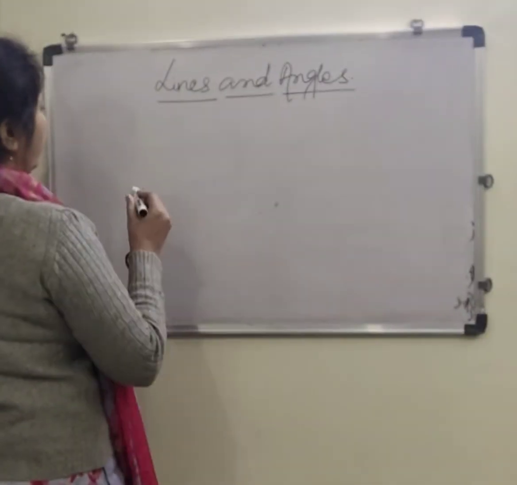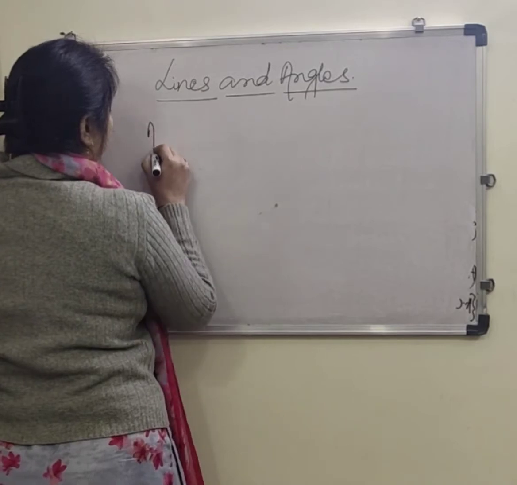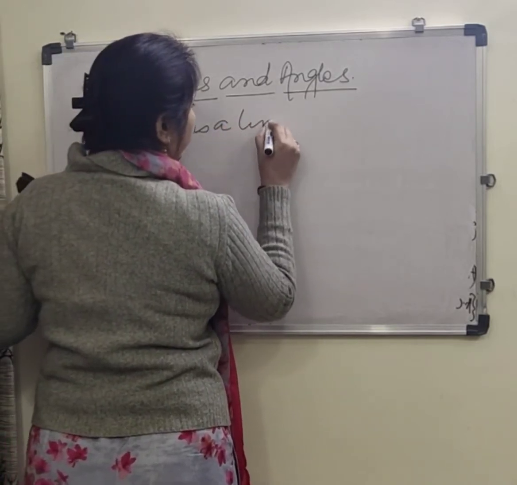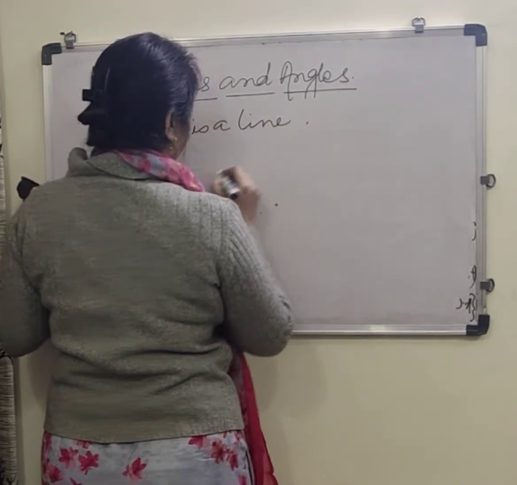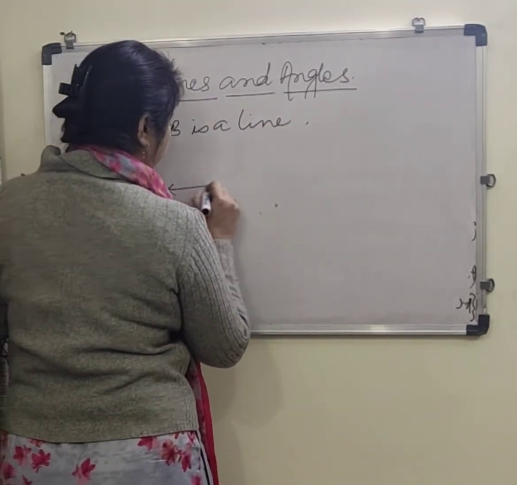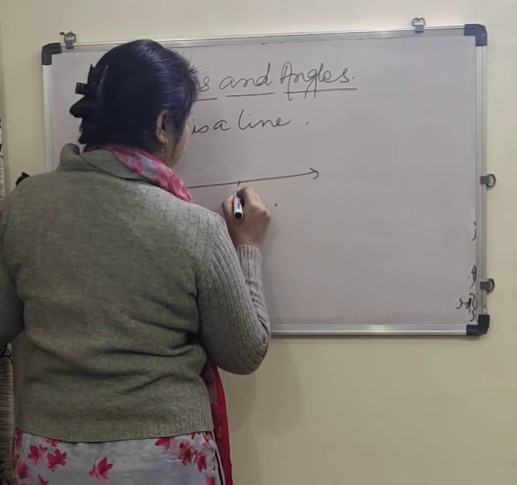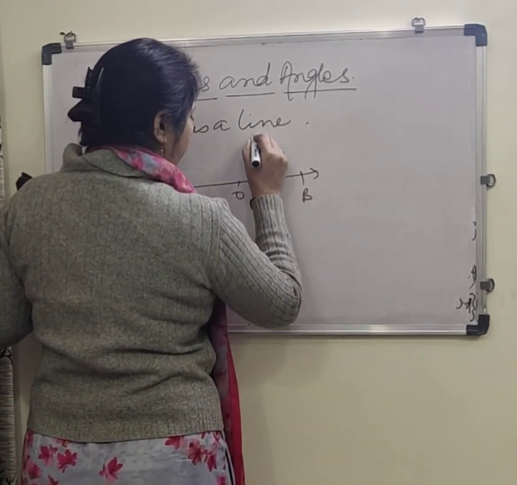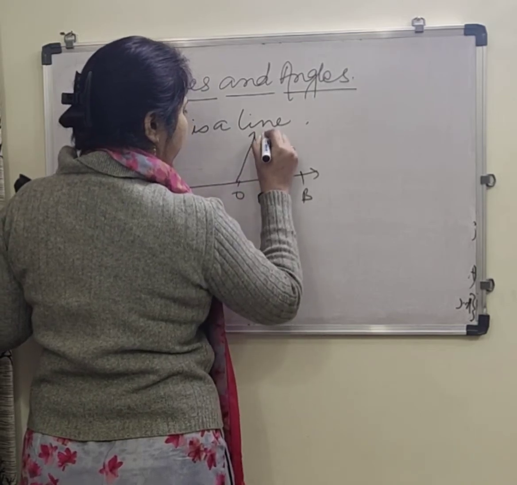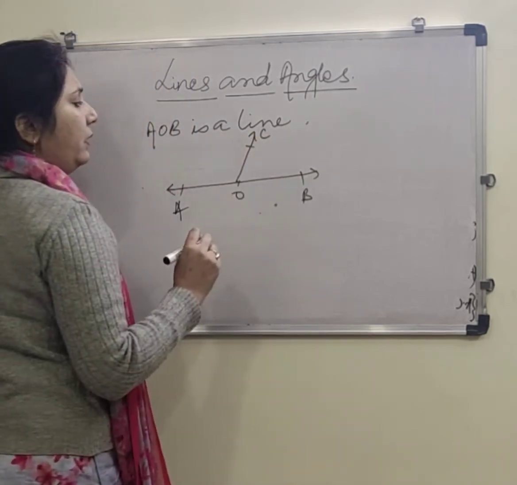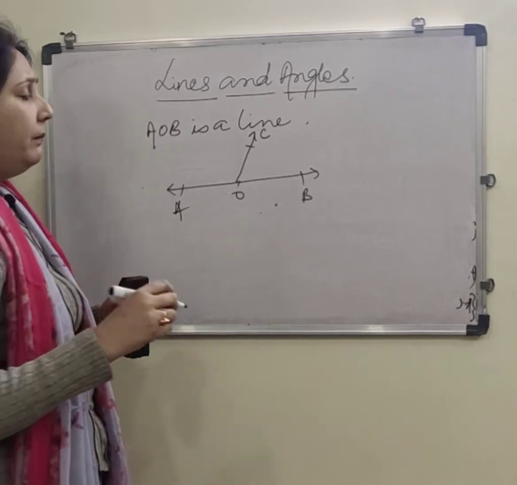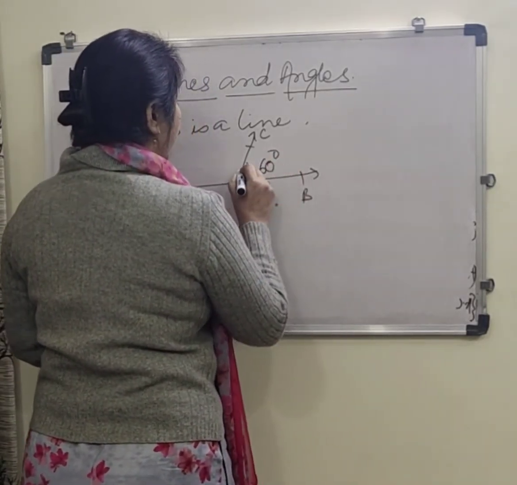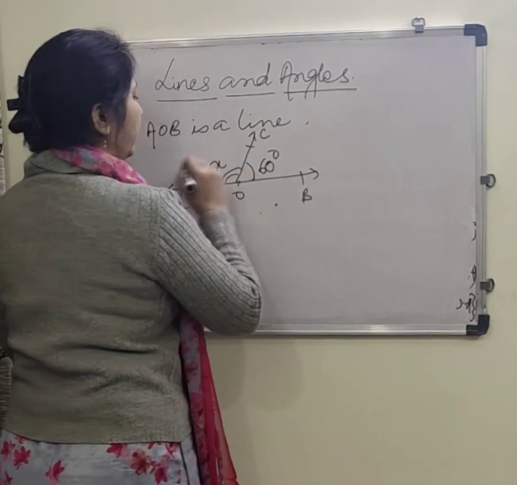In a linear pair, we get AOB as a straight line. Fine, like this. AOB is a straight line. This is the other one, the common arm. If one angle measures 60 degrees, find the measure of the other angle.